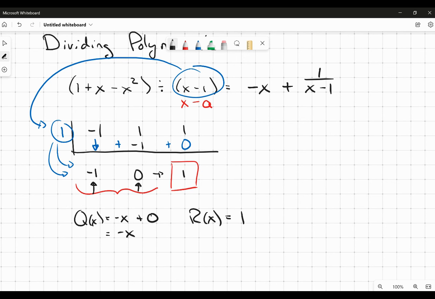You kind of have to figure out what it is that your teacher wants you to do, the form of writing the answer. Some people are actually quite happy just to see you say the quotient is negative x with a remainder of 1. In any case, that's how I would use synthetic division to do this division.